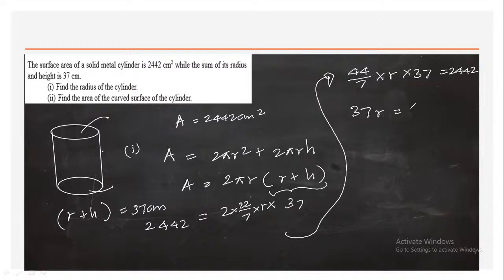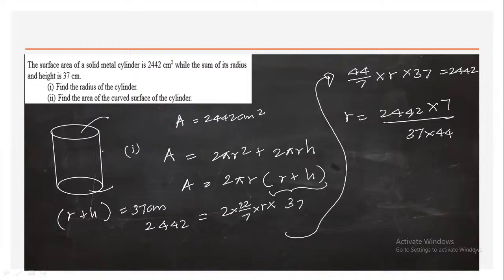37 R equals... borrow this to the other side. It means now this whole thing we can borrow. We can keep the radius on this side and the other 37, 44 over 7, to the other side. Radius equals 2442 divided by 37. That is 37 into 44, and this is multiplied by 7. Then you can get the answer here.